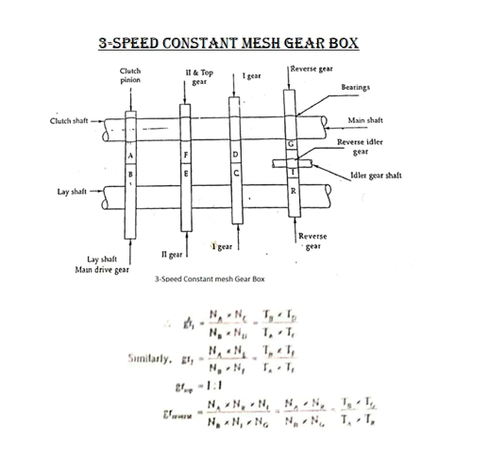As usual, you know that it consists of the clutch shaft and lay shaft. On the clutch shaft, the clutch pinion is provided, and on the lay shaft the main drive gear is provided. On the lay shaft, once again, first gear, second gear and reverse gear are provided. An idler is provided for the reverse gear.